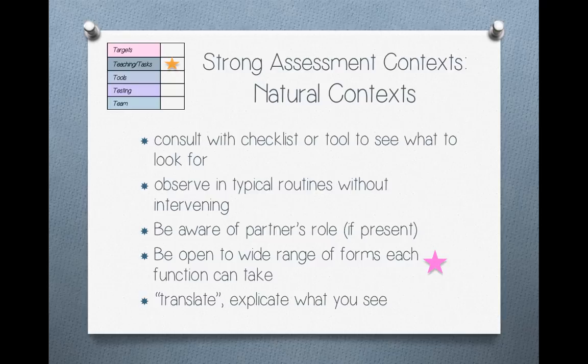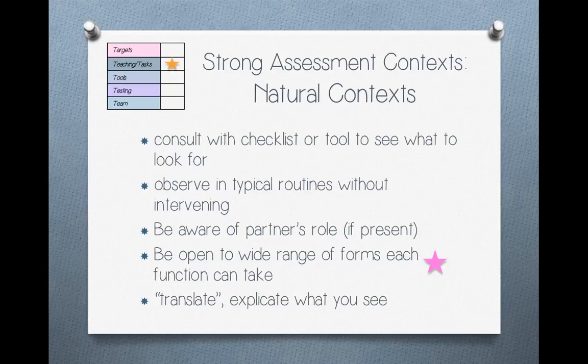You want to observe in typical scenarios at first without intervening. On the next slide, you'll see what we do when we do intervene, but you can get a ton of information. Probably 90% of the information that I get when I do a needs assessment is just by observing typical routines, and I don't do a thing. I just observe typical interactions. If the child is interacting with familiar partners, be cognizant of the partner's role. We'll talk about that in a minute too. But the partner can have a strong influence on what the student does or does not do.